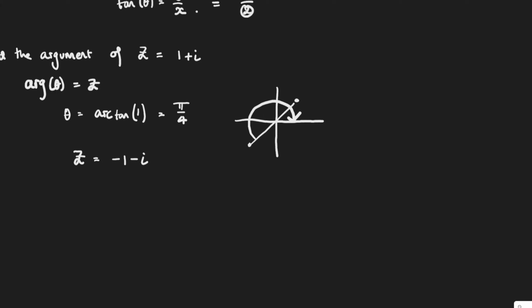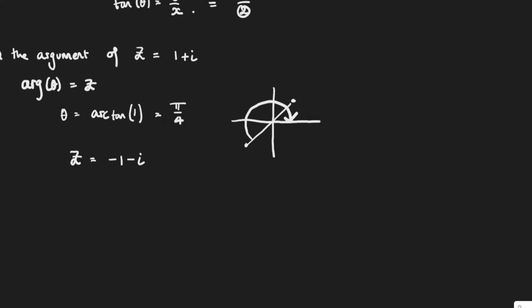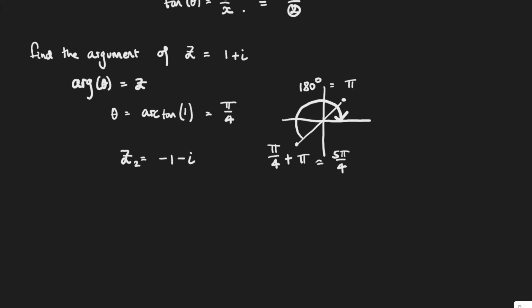Right. So what we've essentially got is pi over 4 add 180 degrees. What's 180 degrees in radians? It's pi. So we've got our theta add pi here, and this is going to give us 5 pi over 4 as our argument. We'll make this a little bit clearer. Our argument of our second complex number is 5 pi over 4.